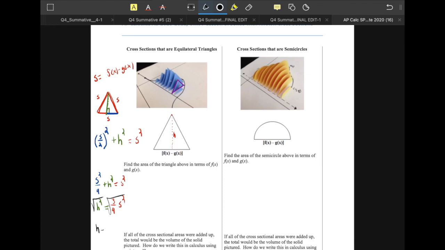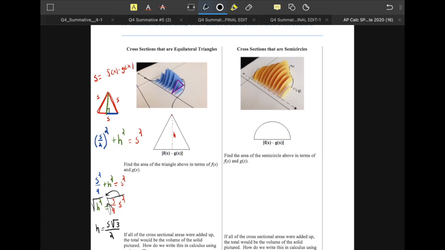And that leaves us with H is equal to S root 3, right? The S squared can come out, and so can the over 4 as a 1/2. So we get the height is S root 3 over 2.